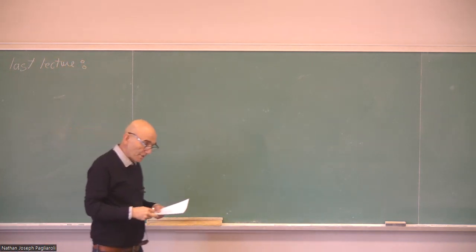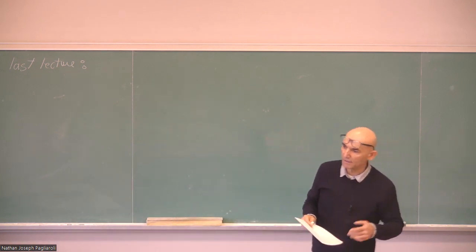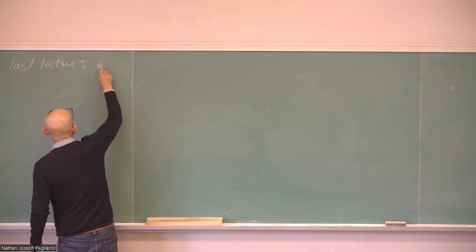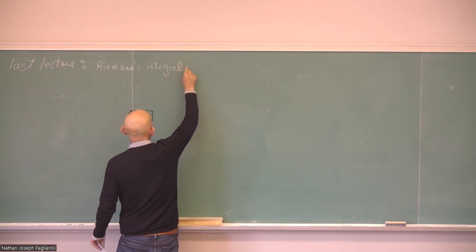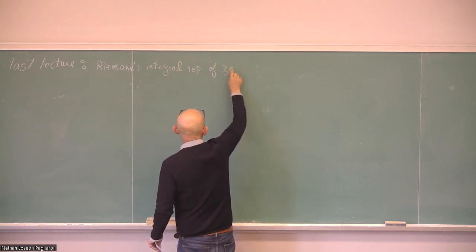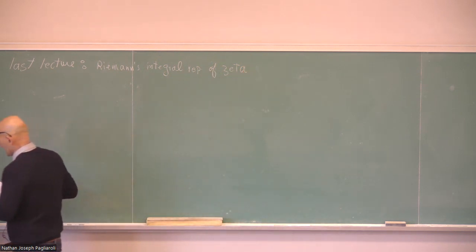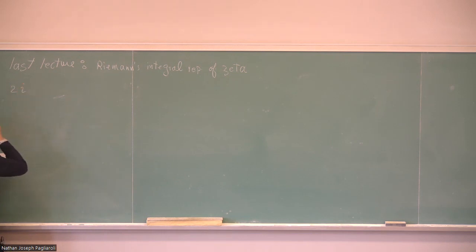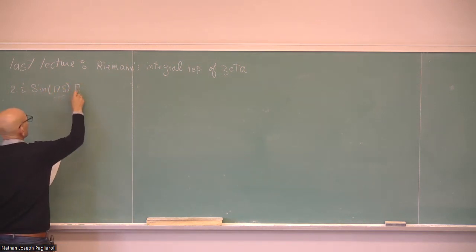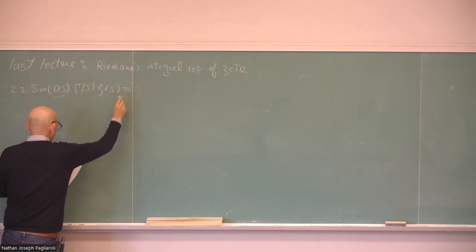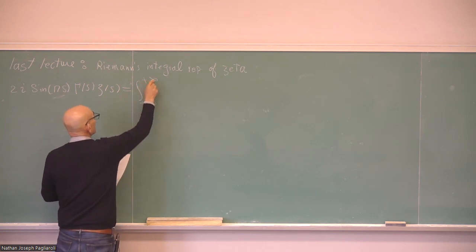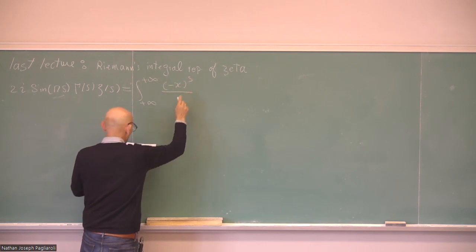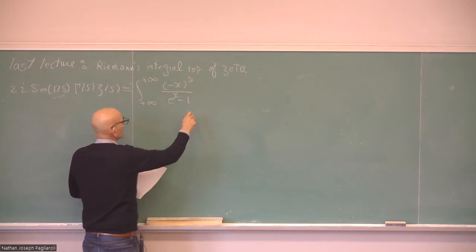So we arrived at a new representation for the zeta function, called Riemann's integral representation of zeta. The formula was this: 2i sine of pi s, gamma of s, zeta of s is equal to the integral from plus infinity to plus infinity of minus x to the power s over e to the x minus 1, dx over x.